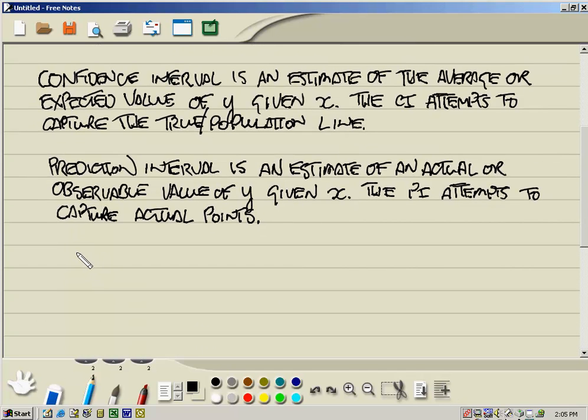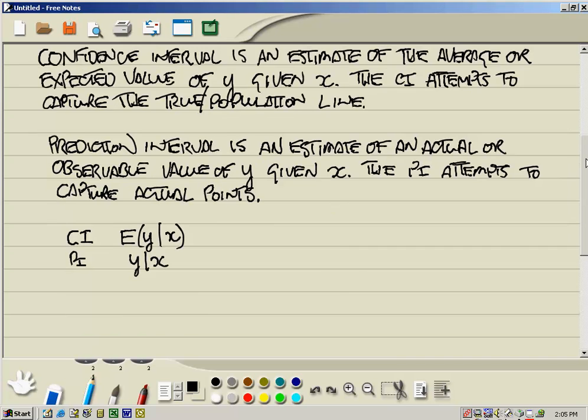Alright, so we'll abbreviate that in general to say that the confidence interval is trying to estimate the expected value of y given x, and a prediction interval is just trying to estimate y given x. Remember that both of them are estimates. So an estimate of the expected value of y given x and an estimate of the actual value of y given x.